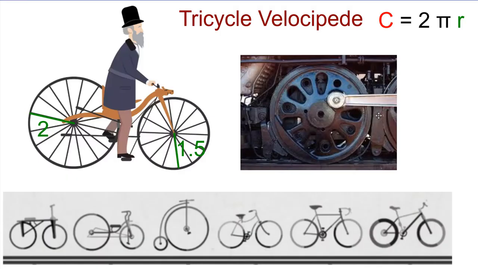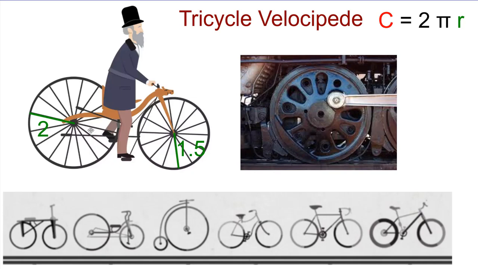So the tricycle velocipede, you'll notice the radius of the two wheels are a little bit different, and you'll notice the pedals are attached to these rods here, very similar to the rods that are attached to the wheels of a train or a locomotive. Now we use electric motors. That way they can go forward and backwards without having to reset.